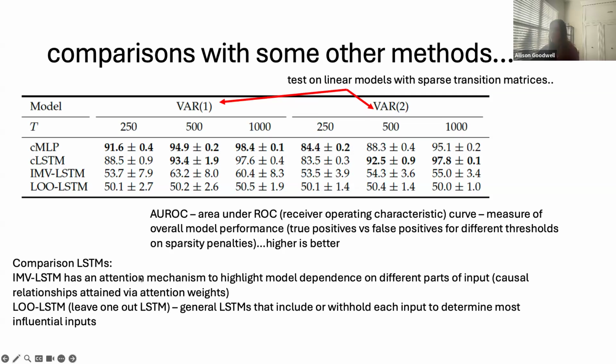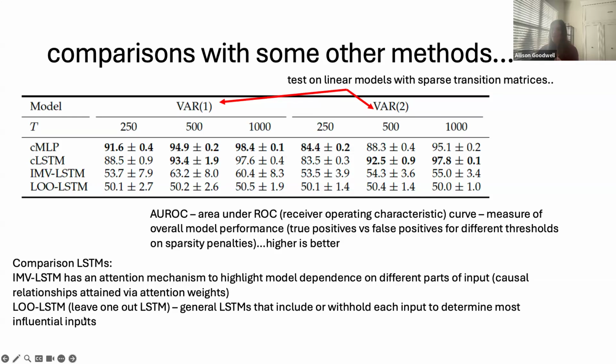LSTM has an attention mechanism, and its goal is to highlight model dependence on different parts of the inputs. So basically, they're looking at an attention weight matrix to infer causal relationships. And then this is a leave one out LSTM. It's just a more typical LSTM that tests including or withholding different inputs to determine the most influential ones.